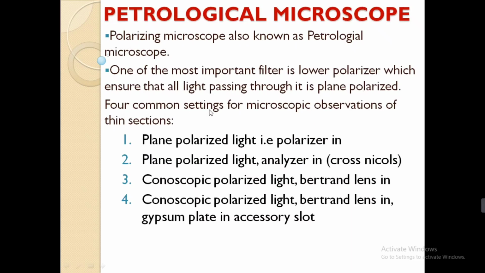There are four common types of settings for microscope observation. First one is plane polarized light, that is polarizer in. Second one, plane polarized light, analyzer in. Third one, conoscopic polarized light and Bertrand lens in. Fourth, conoscopic polarized light, Bertrand lens and gypsum plates in the accessory slot are in.